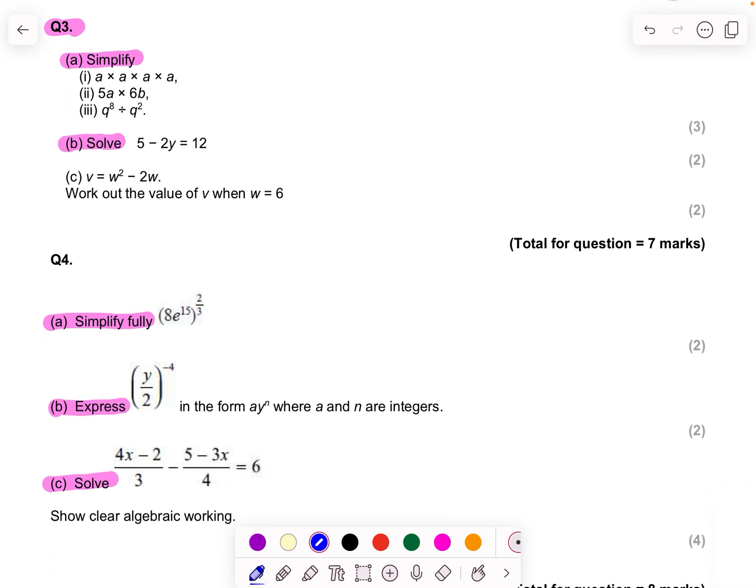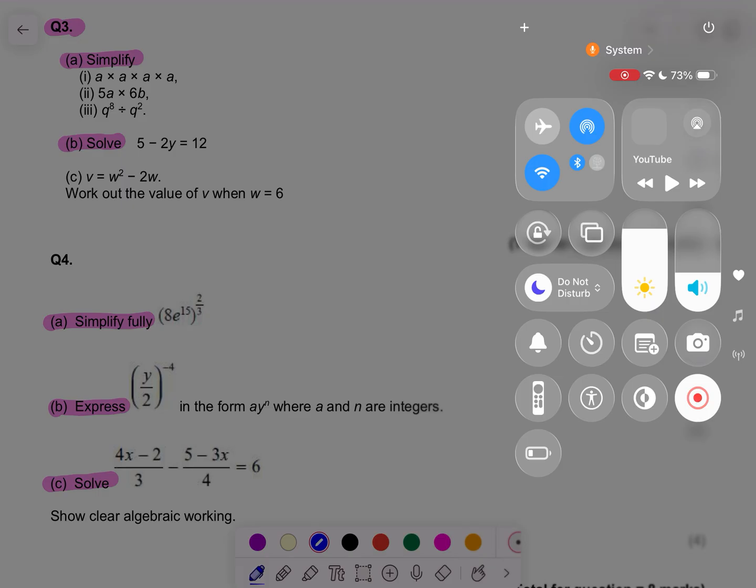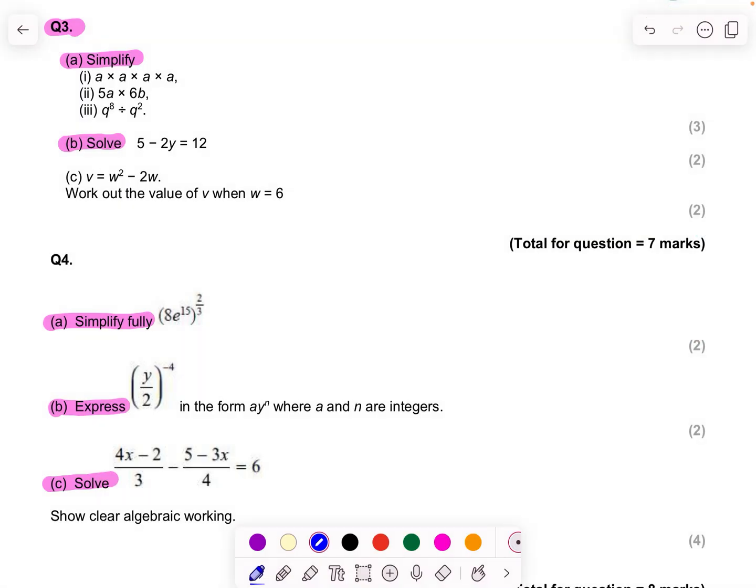Simplify all of these. We've done these before. A times A times A times A is just A to the power of 4. 5a times 6b. 5 times 6 is 30. And then you've got a times b, so ab. Here, remember when we're dividing, we subtract the indices. So 8 take away 2 is 6, so q to the power 6.